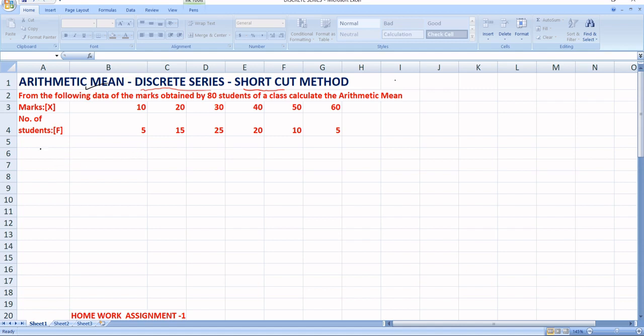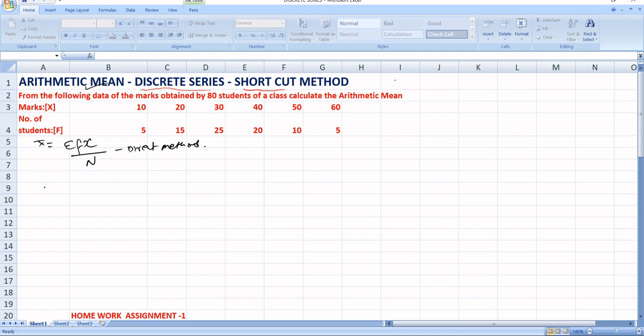What is the formula? Arithmetic mean is equal to summation fx by n. That is the formula in direct method, isn't it? Okay. Now let us discuss the same problem under shortcut method.